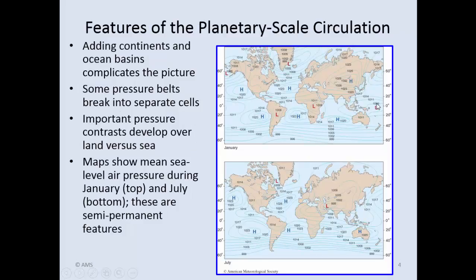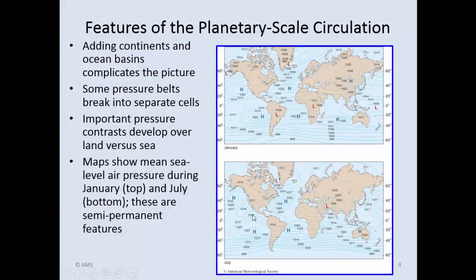Okay. Now, when we throw the land onto this idealized thing we just looked at, things get a little more complicated, but it still follows the same pattern. If we take a look at this, let's go down here actually and look at July. This is the average July settings for global circulation. They're not really showing much around the intertropical convergence zone, but it would be right along the zero latitude, approximately there.